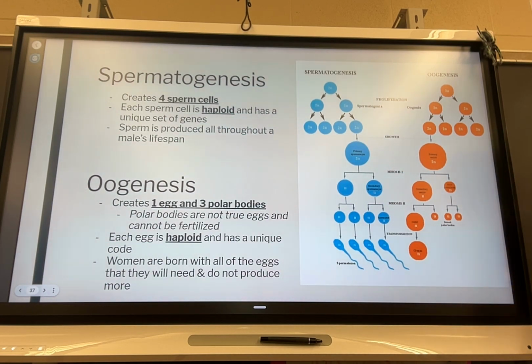In this case, sperm is going to be produced throughout a male's lifetime. So you will always have access to it. Sometimes it will be more viable than others, but you will always have access to it.